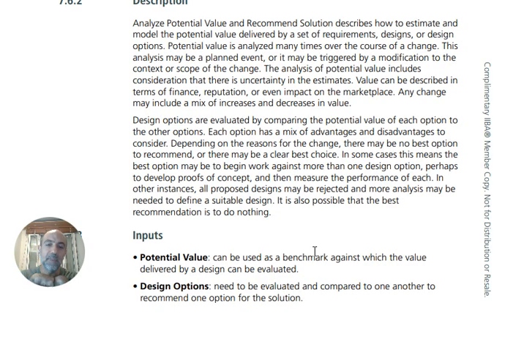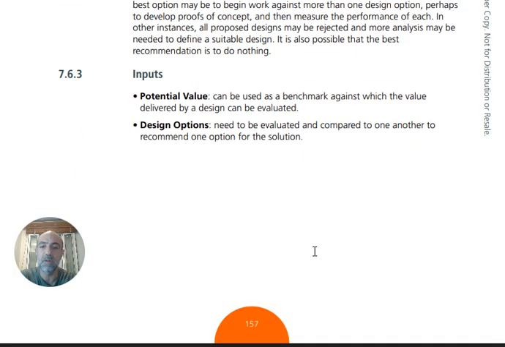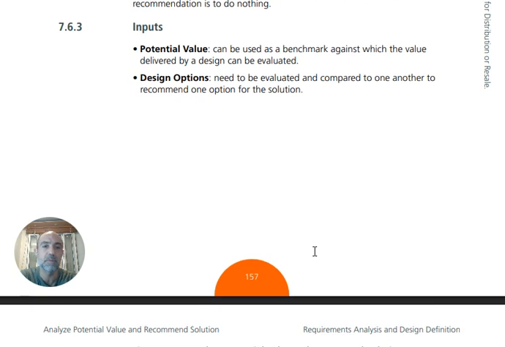And so to continue. In other instances, all proposed designs may be rejected and more analysis may be needed, of course. That tells me how I could fail. What are the inputs? The potential value that we could have can be used and benchmarked against the value delivered, if we actually are thinking of stuff.